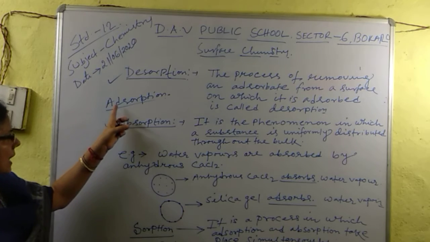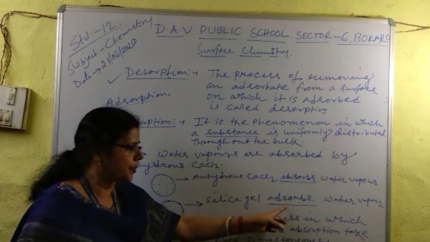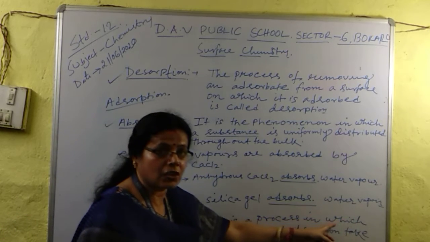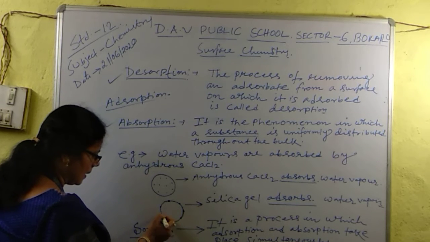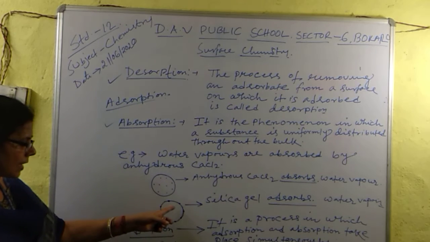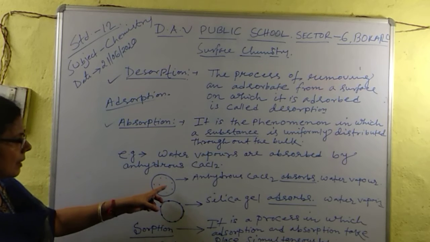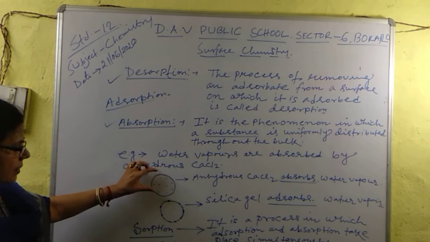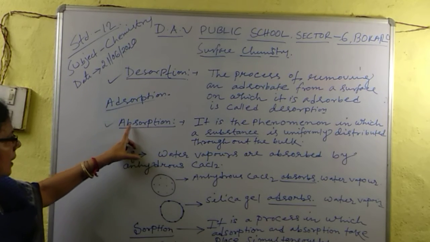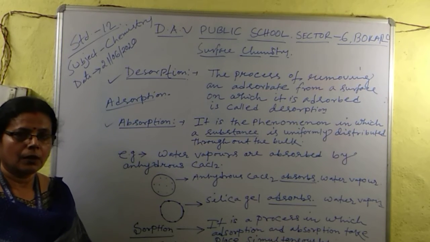Whereas in the adsorption phenomenon, silica gel adsorbs water vapor. This is silica gel. This is water vapor. And water vapor is adsorbed at the surface of the silica gel. But here, the anhydrous calcium chloride absorbs water vapor. This is the difference between adsorption and absorption. So, one question is very, very important on this topic, students.